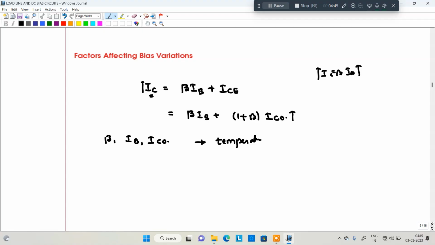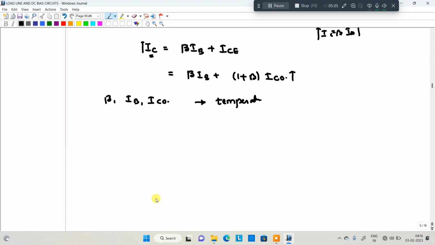Now we are providing four different biasing techniques. The first one is fixed bias, the second one is base bias with emitter feedback, the third one is base bias with collector feedback, and the fourth one is voltage divider bias. We are going to discuss all four. From the examination point of view, you will definitely get one question from this. Before that, I'm going to give the stability factor.